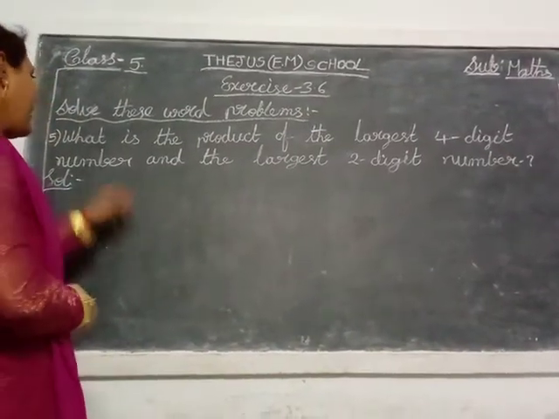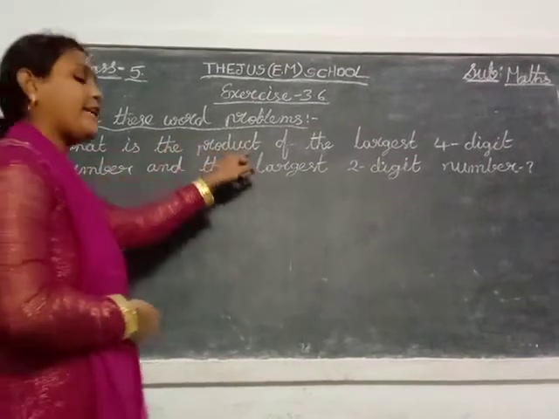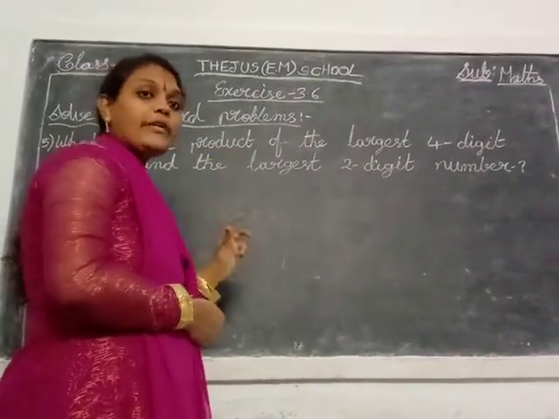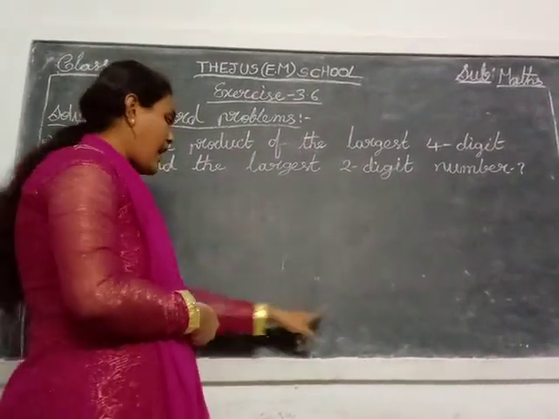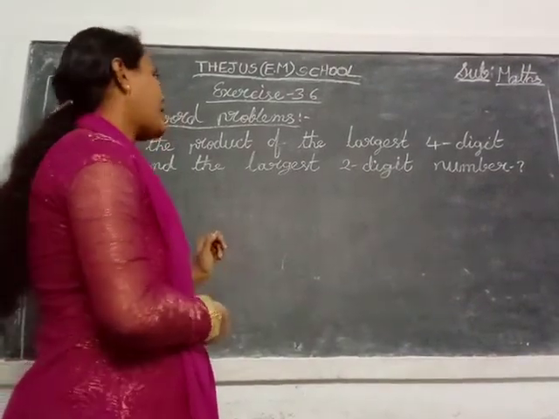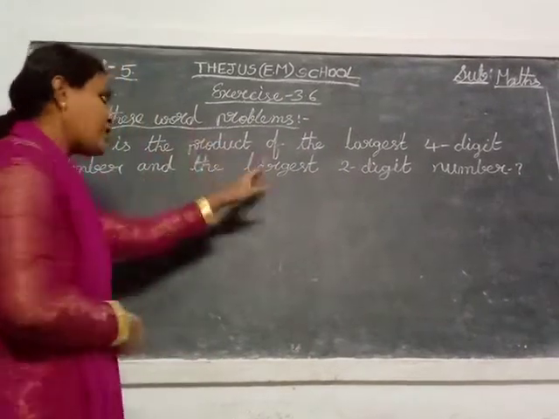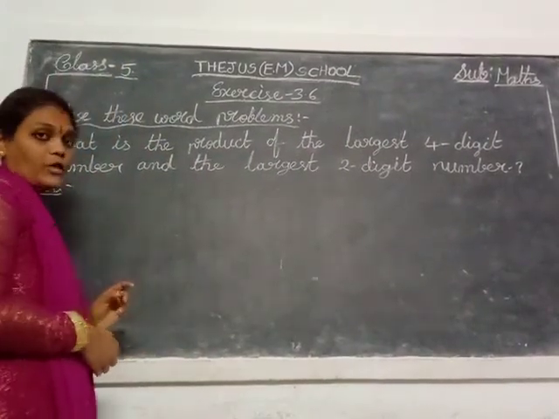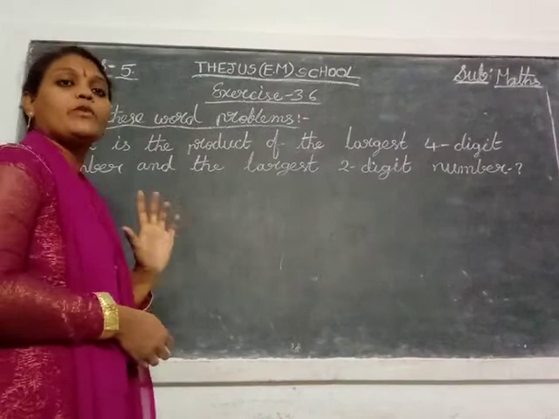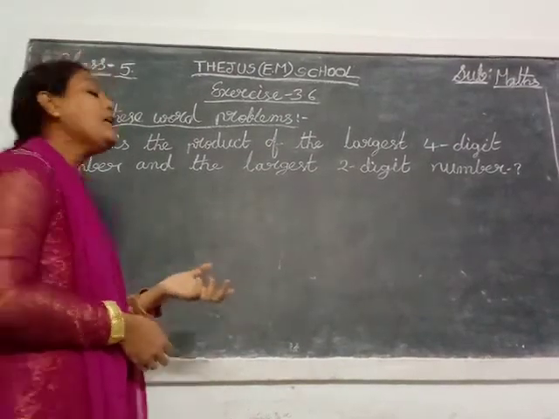See our next sum, children. What is the product? Already explained what the product is. Any two numbers you do the multiplication and the answer is called the product. Okay? Of the largest 4-digit number and the largest 2-digit number. So you do the multiplication of the largest 4-digit number and largest 2-digit number. What is the product? He asked.